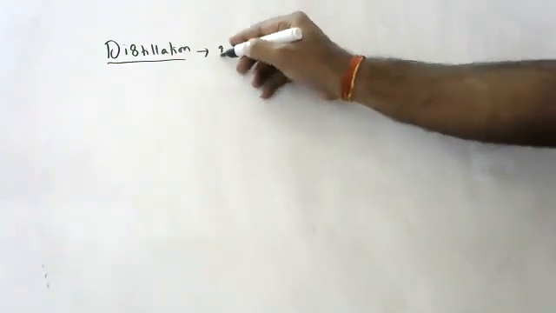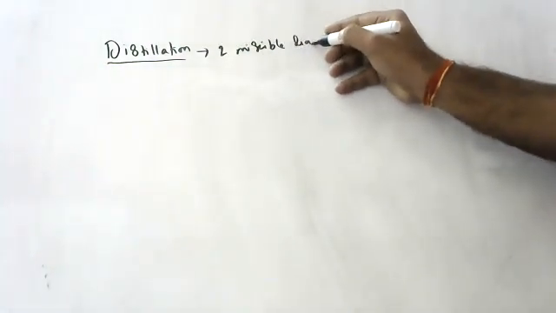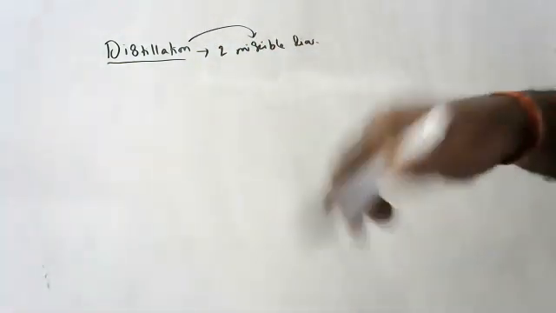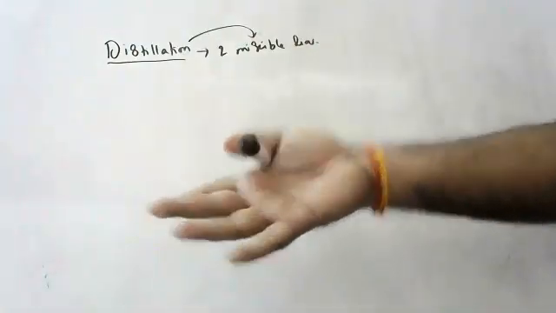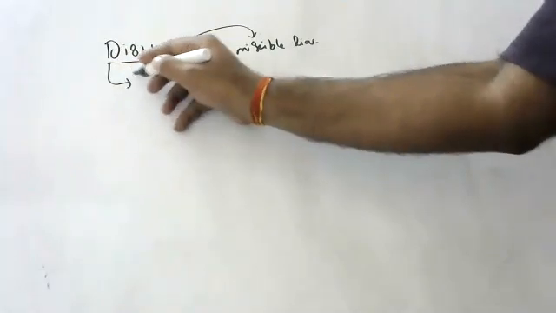But for two miscible liquids which are soluble in each other, we'll go for distillation. Two miscible liquids which are soluble in each other. Two insoluble means separating funnel. Two soluble means distillation.